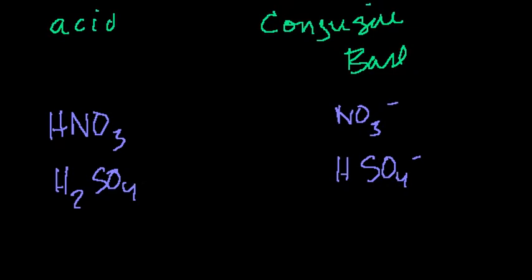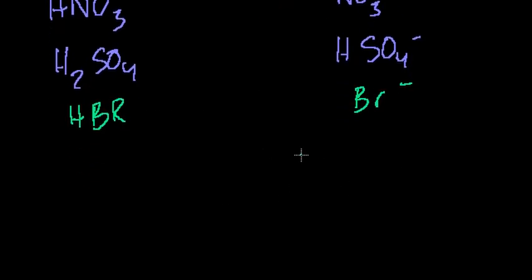Its conjugate base, get rid of a hydrogen: HSO4 minus. If I have hydrogen bromide, get rid of a hydrogen. It's Br minus. And this is a strong acid, right? So this is going to be a neutral base. If you put this in water, it's really not going to do anything, even though you are calling it hydrogen bromide's conjugate base.